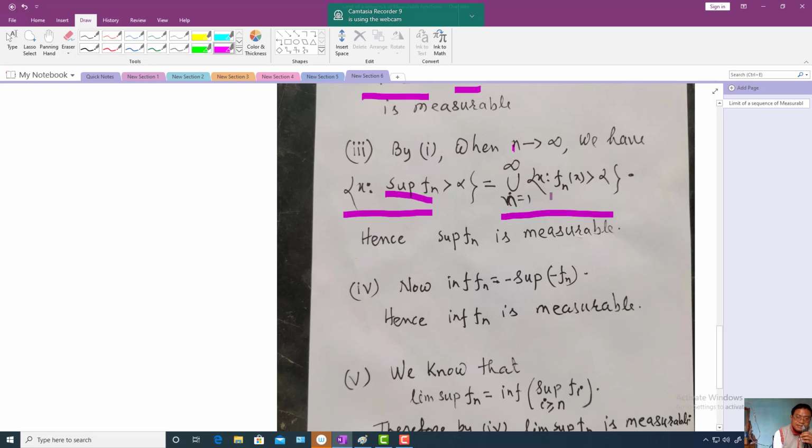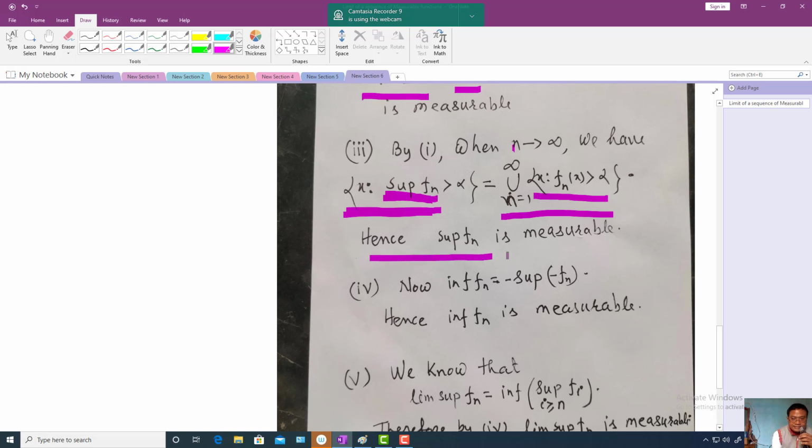Okay, so each function fn is measurable, therefore this set is measurable. For each alpha, this set is measurable. So this is a countable union of measurable sets. It is measurable, therefore this set is measurable for each alpha, therefore the supremum of fn is also measurable. All right, so fn is measurable.